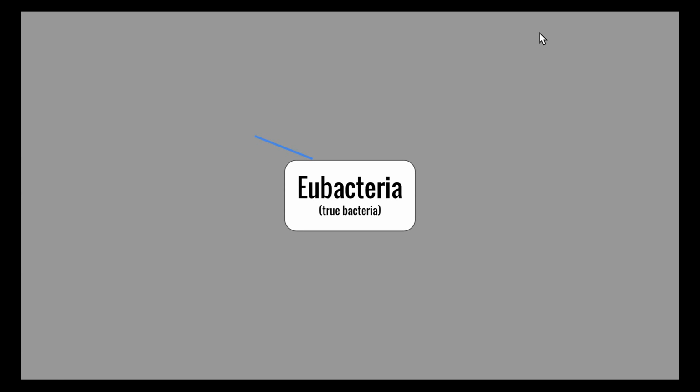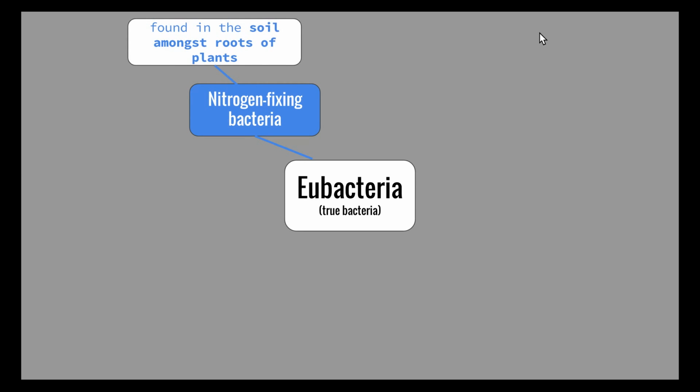So just like we looked at the different types of Archaea bacteria, we're now going to look at the different types of Eubacteria. So the first group we're going to look at is the nitrogen-fixing bacteria. These guys are found in the soil amongst the roots of plants. They play an important role in the nitrogen cycle.